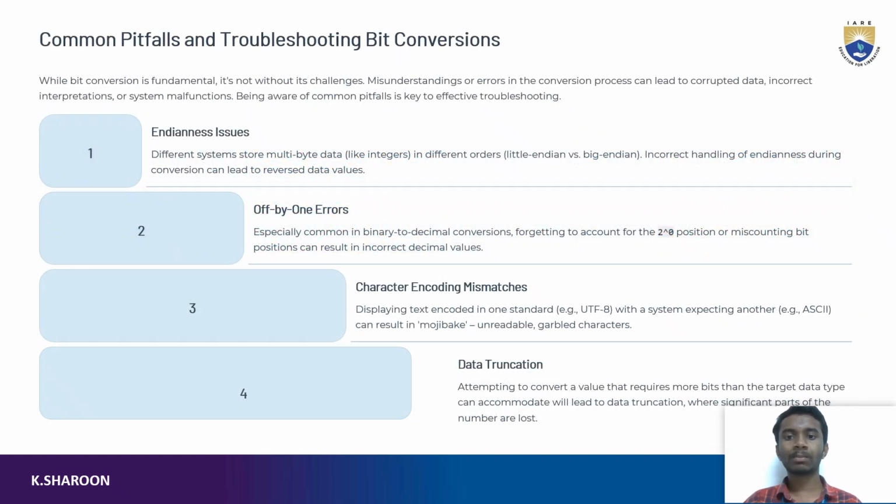Common pitfalls and troubleshooting bit conversions. While bit conversion is fundamental, it's not without its challenges. Misunderstandings or errors in the conversion process can lead to corrupted data, incorrect interpretations, or system malfunctions. Being aware of common pitfalls is key to effective troubleshooting. The first one is endian issues. Second one is overflow error. Third one is character encoding mismatches, and fourth one is data truncation.